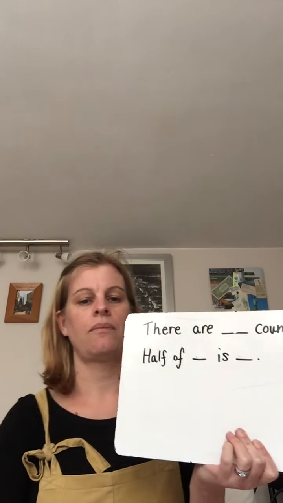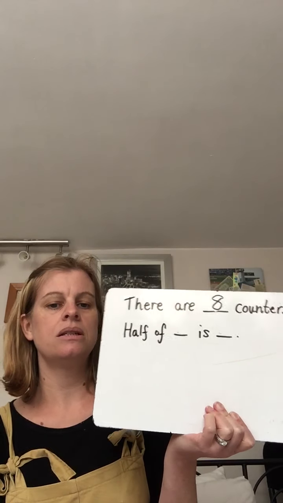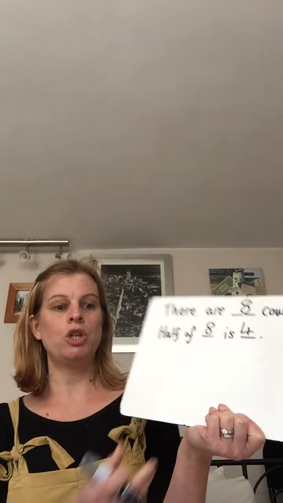We had 8, I haven't taken any away, haven't added any. We had 8. We've split them into 2 equal piles, 2 equal groups. So we should have 4 in each hand. Let's look at our sentence. There are 8 counters. Half of 8 is 4. We're going to do one more and then I'm going to show you some pictures and then I've got some activities for you to do.